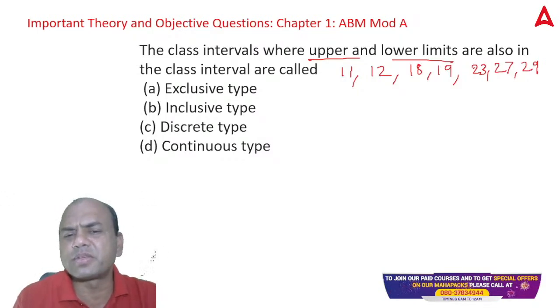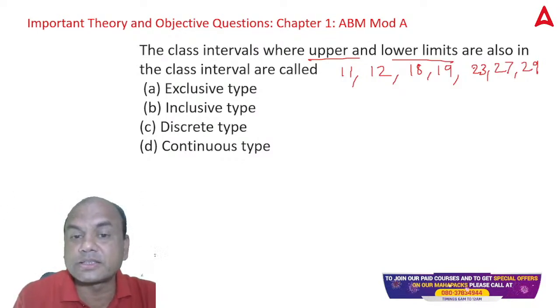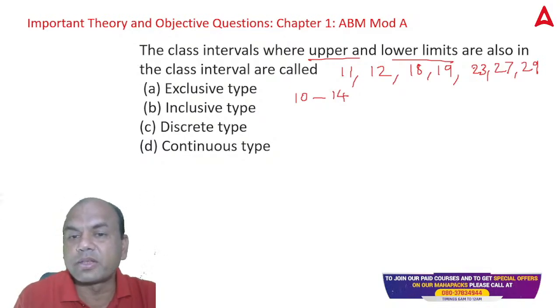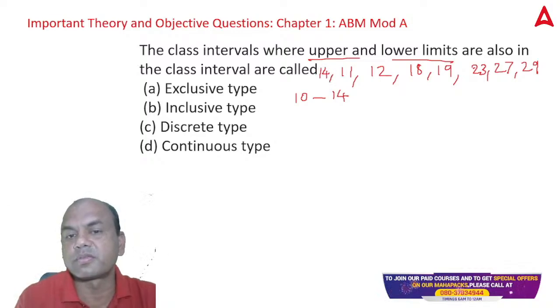See, let me start with a simple one. Now I can arrange it this way also. 10 to 14. And there I'll write both inclusive. 10 also included and 14 also included. Okay. Let's say, let me add one number over here, that is, let's say 14. Okay. So this is 10 to 14.